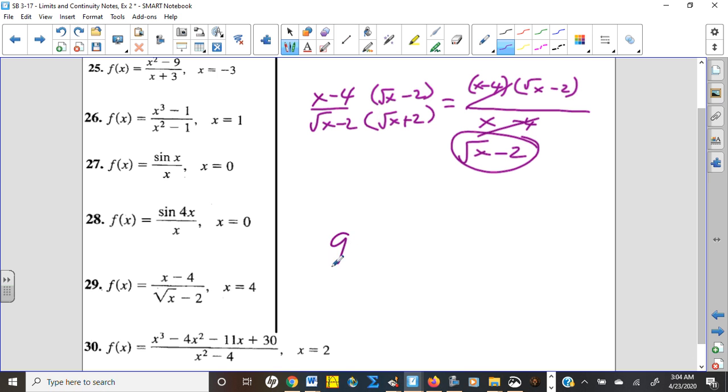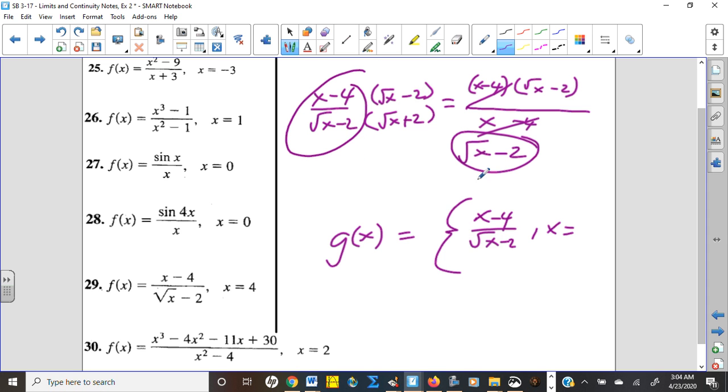So that helps me to write this extended function now, because I know the original function is good to go everywhere except for, what was the issue with this right here? Wasn't it 4 that made a 0 in the bottom? Square root of 4 is 2 minus 2 is 0. So everywhere except for 4, I'm going to use the original function.